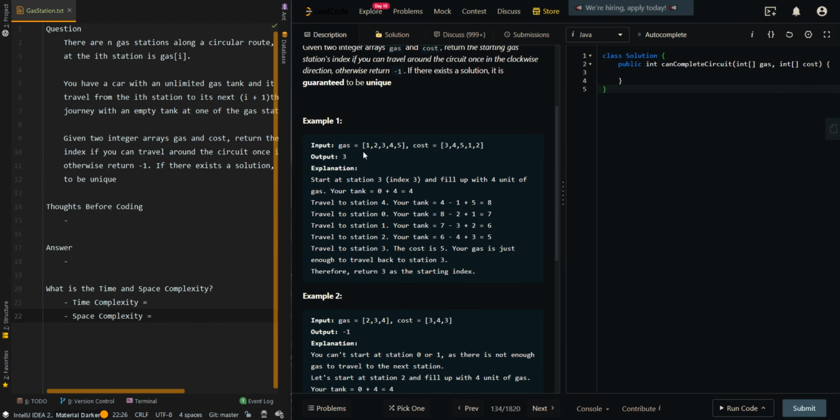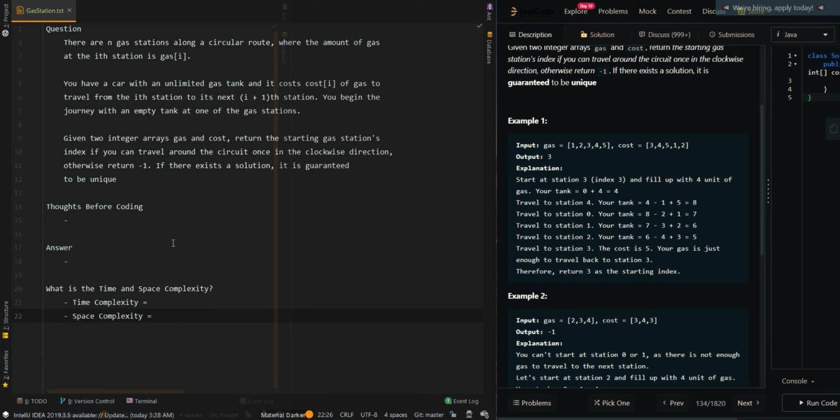In our first example, we're given this amount of gas and also the cost. So these are the gas stations and the cost to move from one index to the other. If we start from index 3, starting here, we were able to go around the gas stations once after accounting for the cost. Let's go over the thought process.